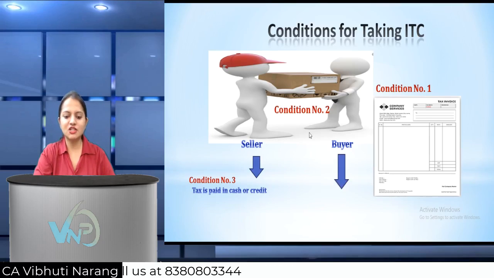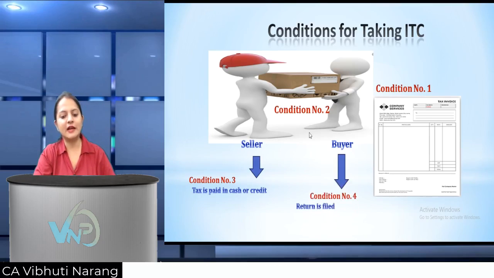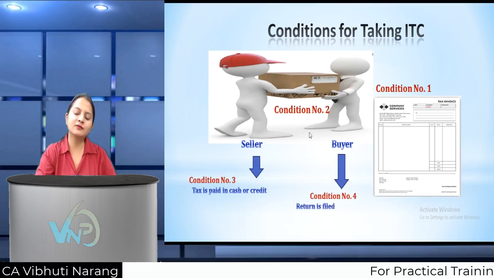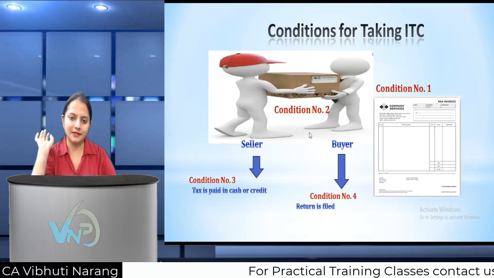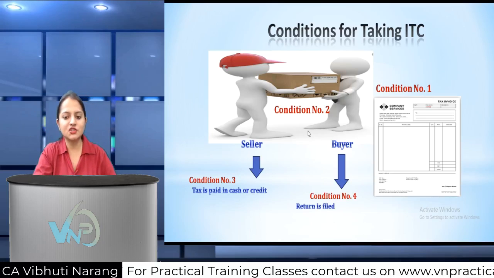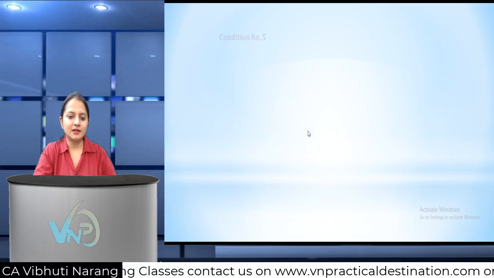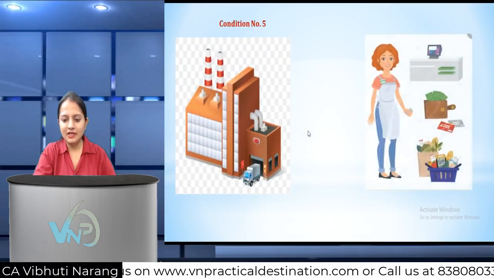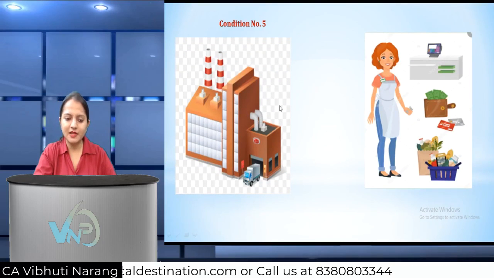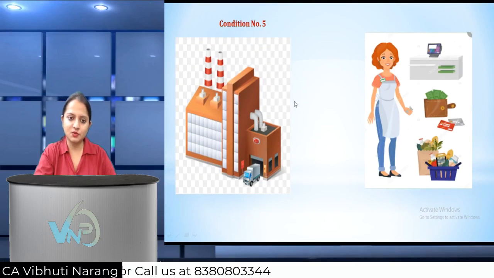The fourth condition is that the return is filed by the buyer, means the buyer has availed the input and for that input the return is filed by the buyer. The fifth condition is to be understood with the help of an example. Let's suppose this is a consumer and he or she wants to purchase goods from a factory.